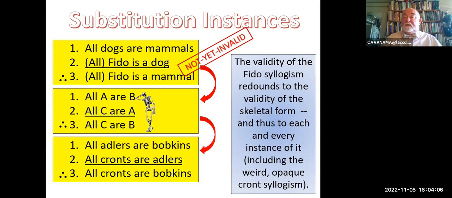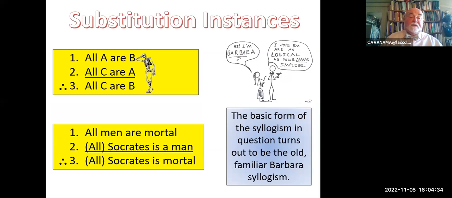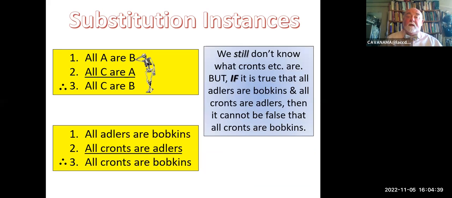just by looking at the content. The content is opaque, but we can change the content systematically, and we can see it a little more clearly. These three argument forms, these three syllogisms, are structurally, formally identical. They're the same one. The form, all A's are B, all C's are A, all C's are B, is the same one in the Adlers and Bobkins example and the mammals and Fidos. And this turns out to be our old friend Barbara. All men are mortal, Socrates is a man, same one there. Still don't know what Krafts are, etc., etc.